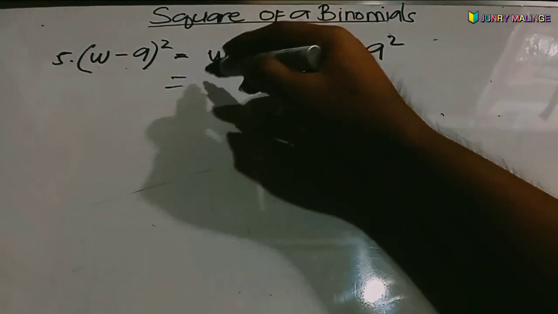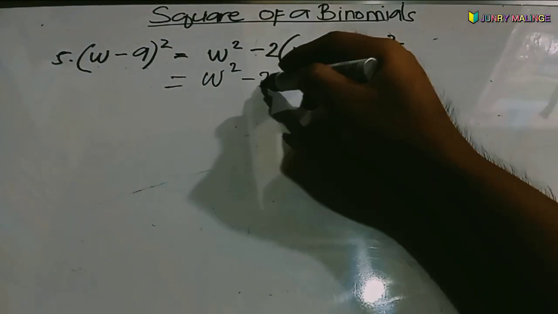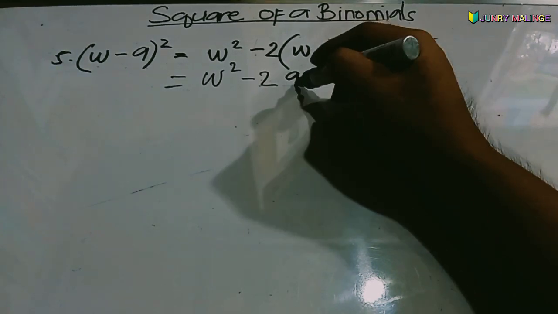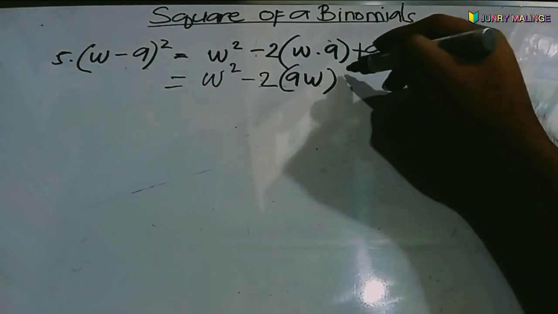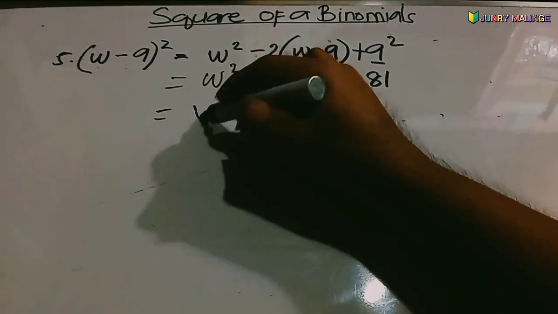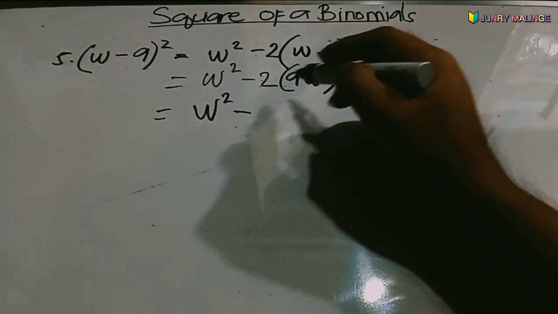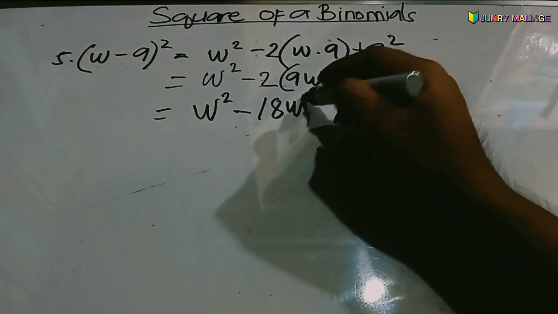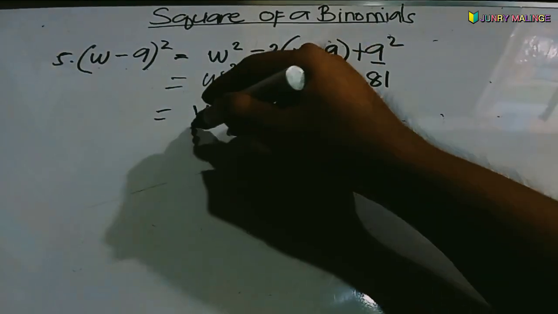Next, we have W squared, negative 2 times W times 9 is 9W, plus multiplied by itself, so 81. Next is W squared minus 2 times 9 is 18W plus 81. So this is our final answer.